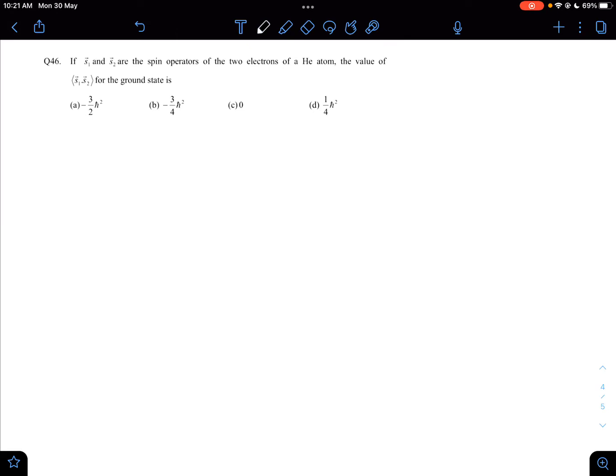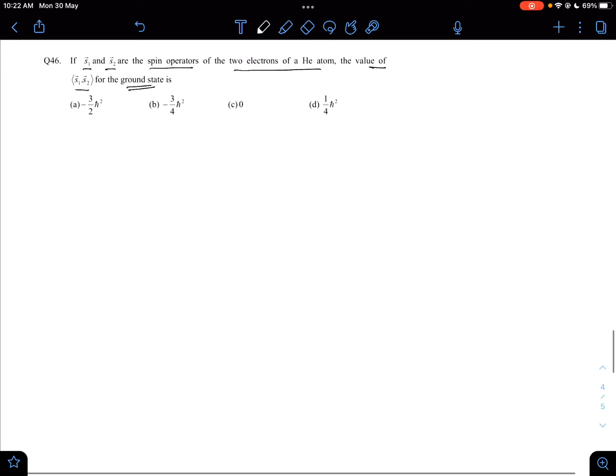So now let us move to the second problem of today's video. What does the problem state? It states that we have S1 and S2. These are the two spin operators of two electrons in a helium atom. So we have to find the expectation value of S1 dot S2 for the ground state.